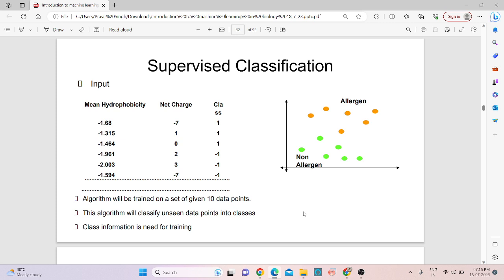So in the supervised algorithm, we already have the class label. That's why we have color-coded them. So the algorithm here is a line. For a new sequence, you extract the hydrophobicity and charge as domain attributes, and then you just plot. If it falls above the line, then we call it allergen. If it falls below the line, it's non-allergen.